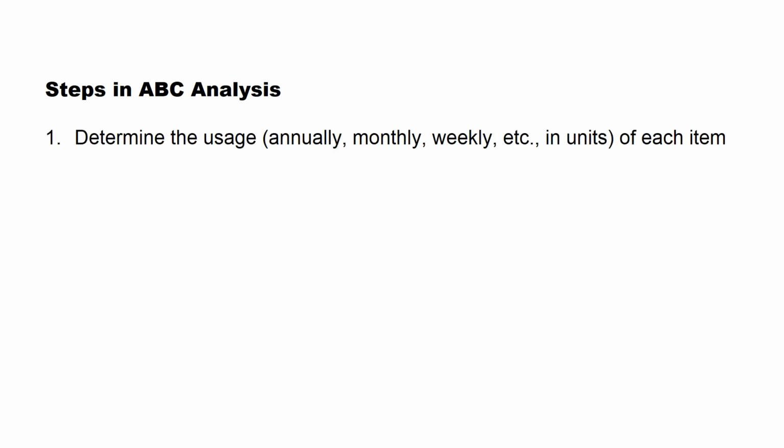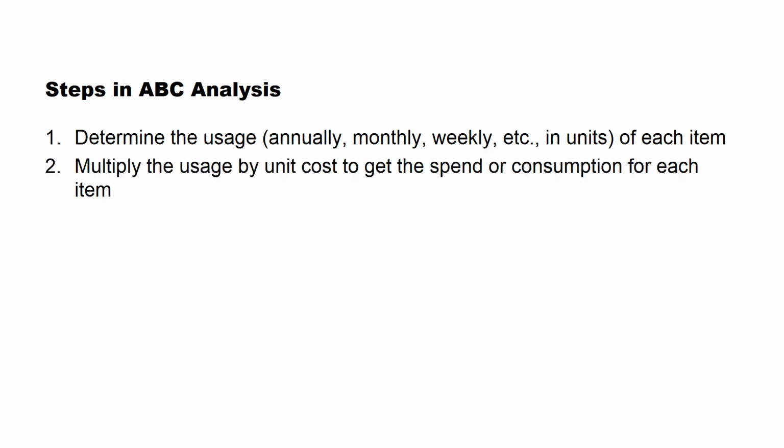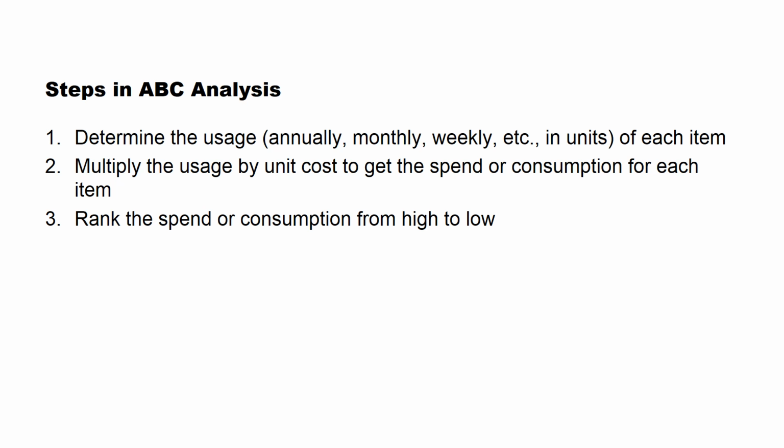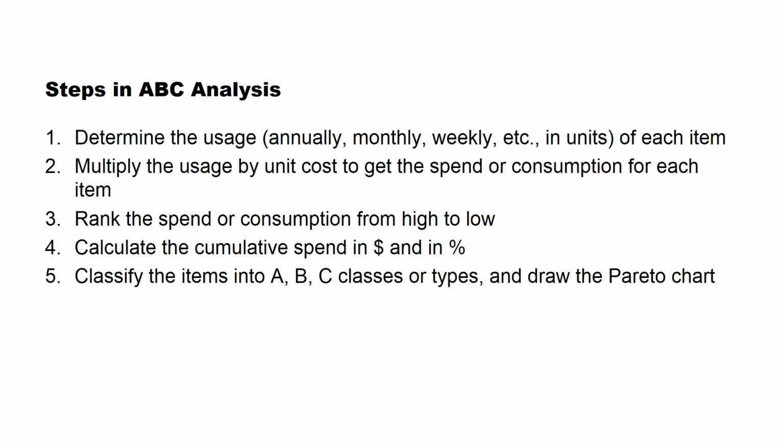To do an ABC analysis, you can follow these simple steps. First, determine the usage, annually, monthly, or weekly, and so on, in units of each item. Second, multiply the usage by the unit cost to get the spend or consumption for each item. Third, rank the spend or consumption from high to low. Fourth, calculate the cumulative spend in dollar value and in percentage. And finally, classify the items into A, B, C classes or types and draw the Pareto chart.